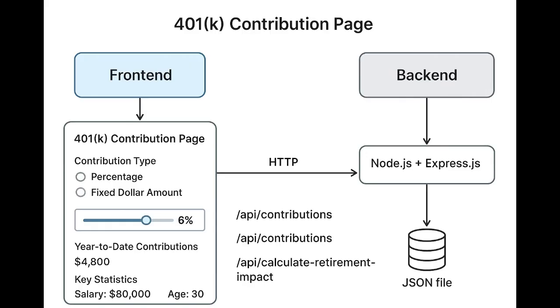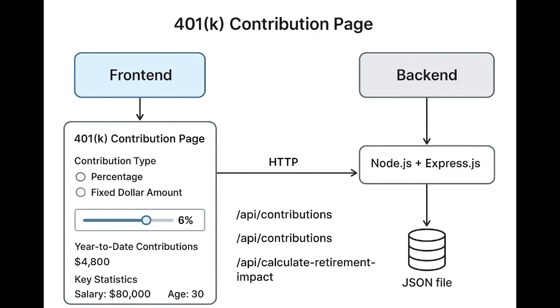And so, kind of from a high-level architecture perspective, this application follows a simple client-server model. The front end renders the contribution interface and year-to-date stats. It handles slider and text input events and performs real-time calculations in the browser. It sends updates to the backend via fetch for persistent storage or retirement impact projections.